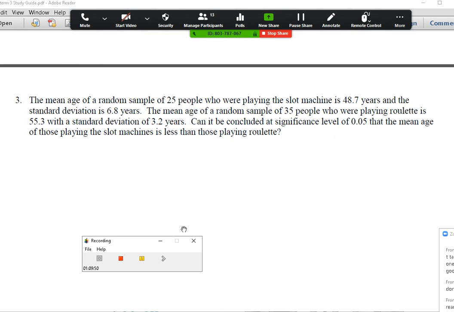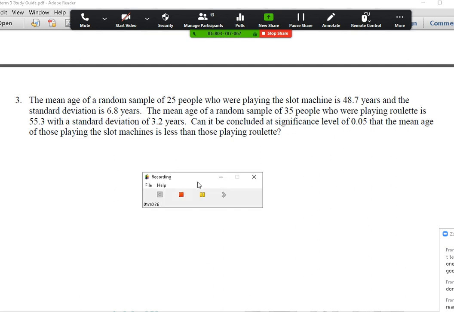We'll go through that. So again, this one is a mean, right, because we're talking about mean ages. And we have 2 samples, right? Random sample of 25, another random sample of 35. That's how you have 2 samples. So it's a 2 sample mean, independent.